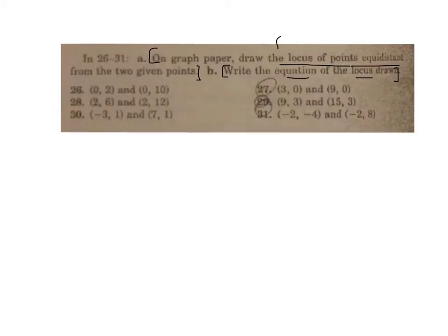First is locus. So that means a position, sort of similar to the word location. So it's basically what is the position or location of all of the points that are equidistant, which means equally distant from the 2 given points. So let's just see what that looks like.